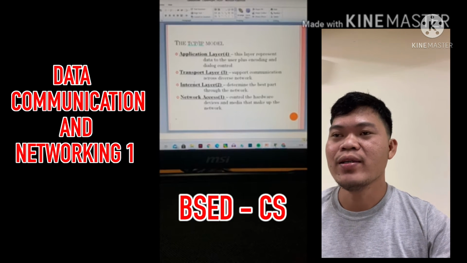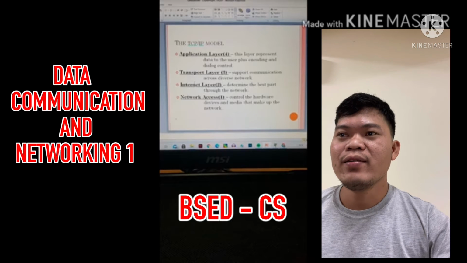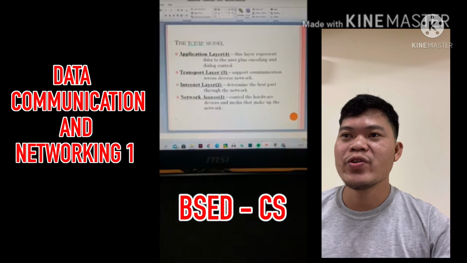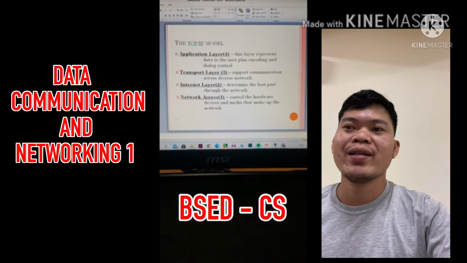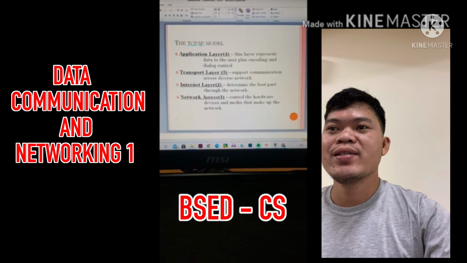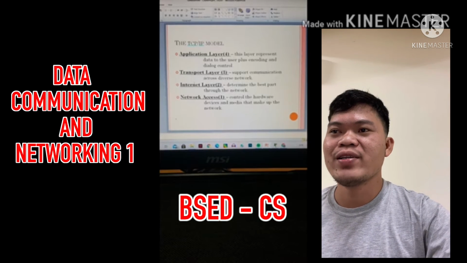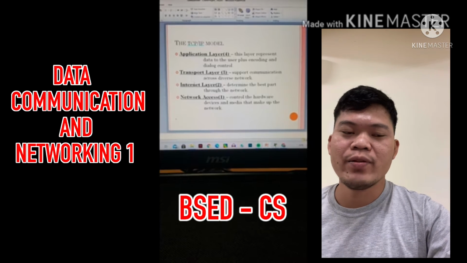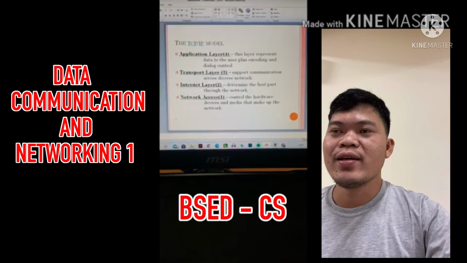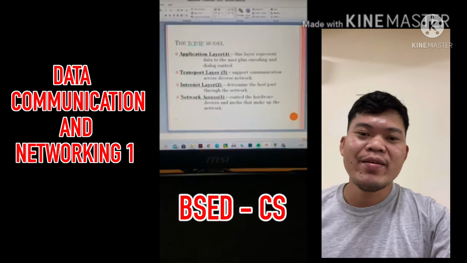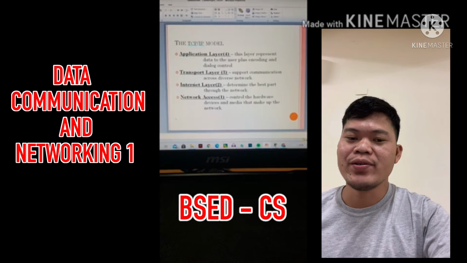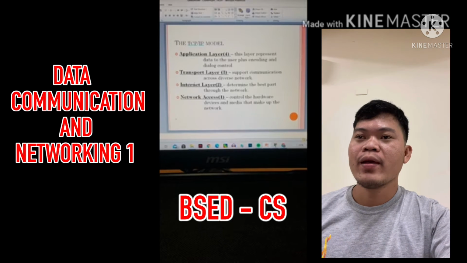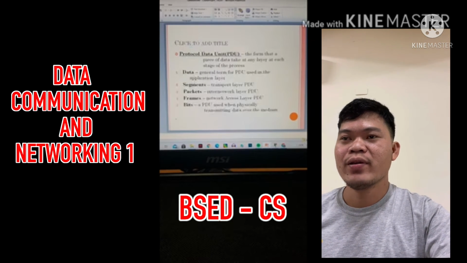The 3rd layer is the transport layer. It supports communication across diverse networks. Then the 2nd layer, we have the internet layer, which determines the best path through the network. And the 1st layer is the network access layer, the hardware, devices, and media that make up the network. So as you can see, the TCP/IP model only has 4 layers. Why? Let's continue later.